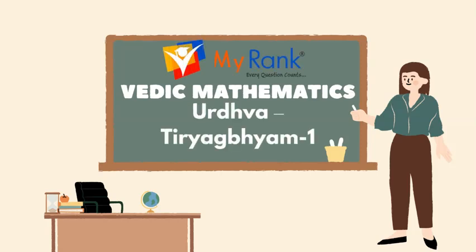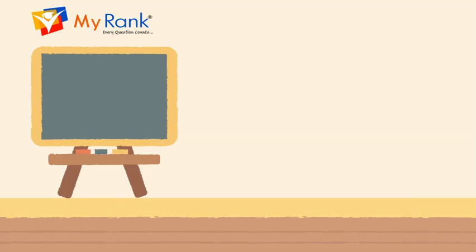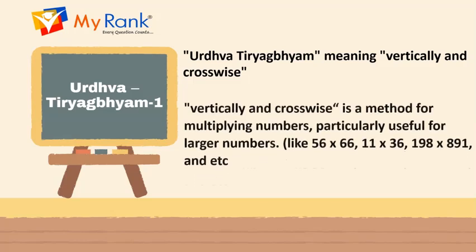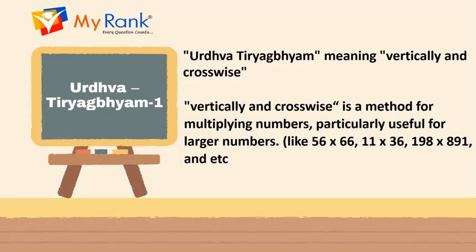Today we are going to discuss Vedic Mathematics third sutra, which is Urdhva Tiryagbhyam. This sutra means vertically and crosswise, and this method is used for multiplying numbers, particularly useful for larger numbers like 56 into 66, 11 into 36, 198 into 891, and etc.